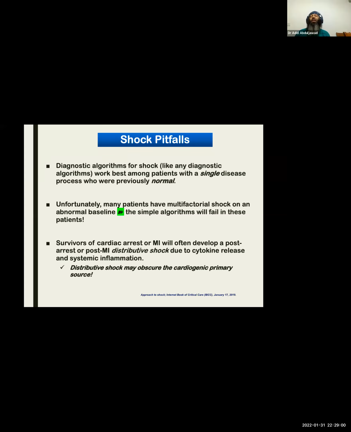Why? Because interestingly, they found that those patients who developed MI or post-cardiac arrest develop another, combined type of shock, which is the distributive shock. Why? Because of the cytokine release syndrome, or CRS, plus the systemic inflammation and the pro-inflammatory markers. Here, it's not sepsis, it's a type of cytokine release syndrome. And we found this very common in COVID patients. So sometimes the distributive type of shock with its hemodynamic variables may obscure the cardiogenic primary source. So again, when you face a patient with MI who developed cardiogenic shock or post-cardiac arrest, and you have a hemodynamic tool, think about it: it could be a mixed type of shock, which we call distributive plus cardiogenic.